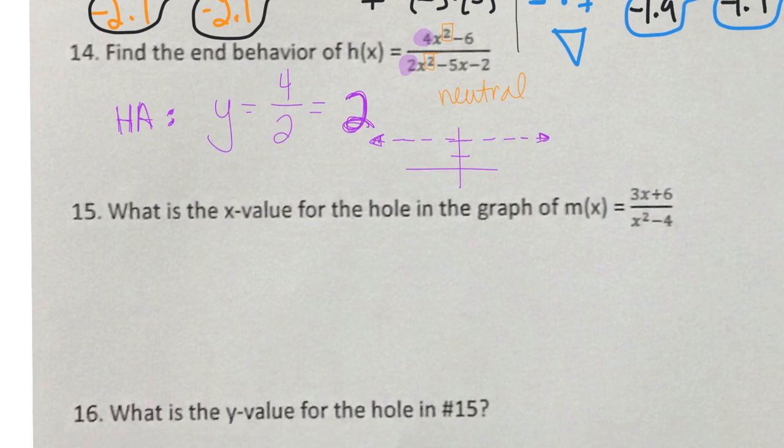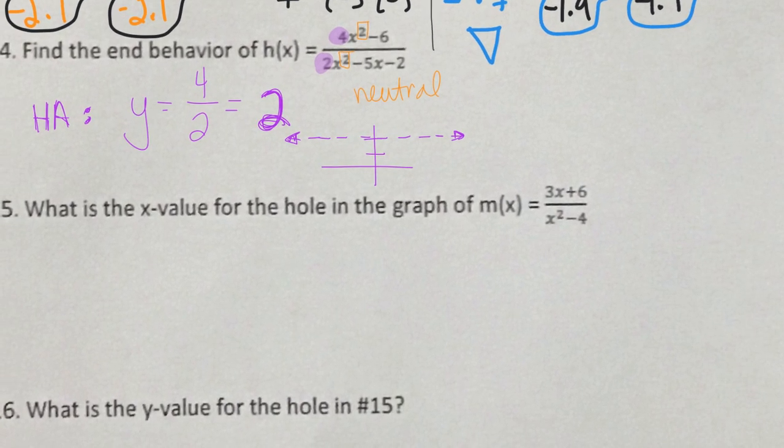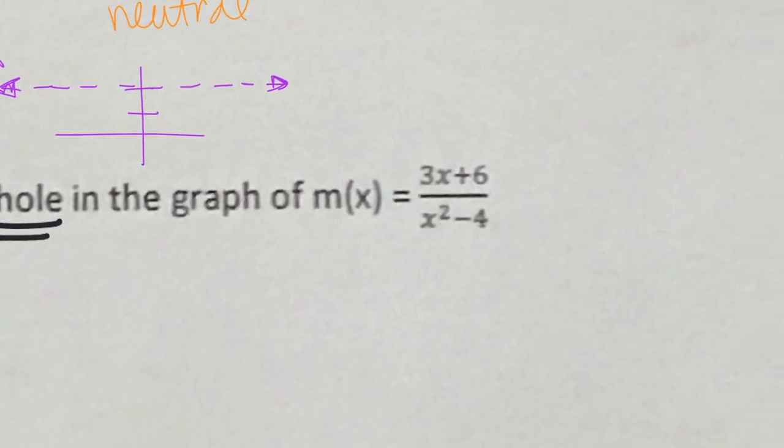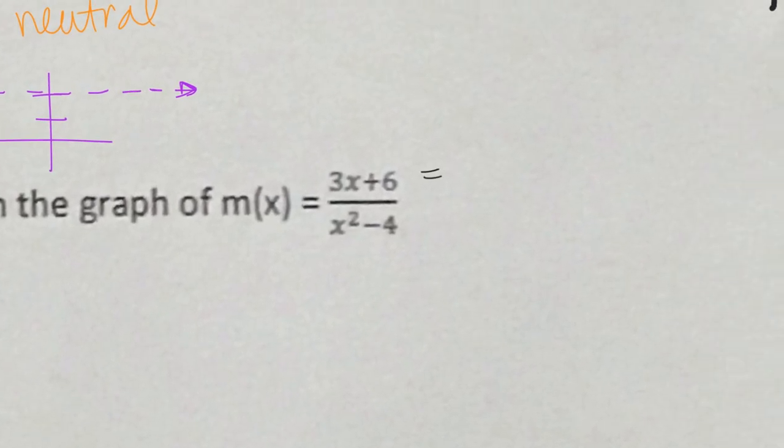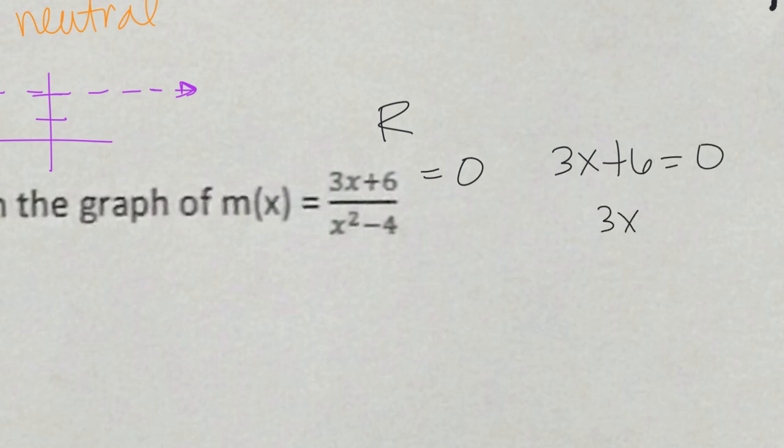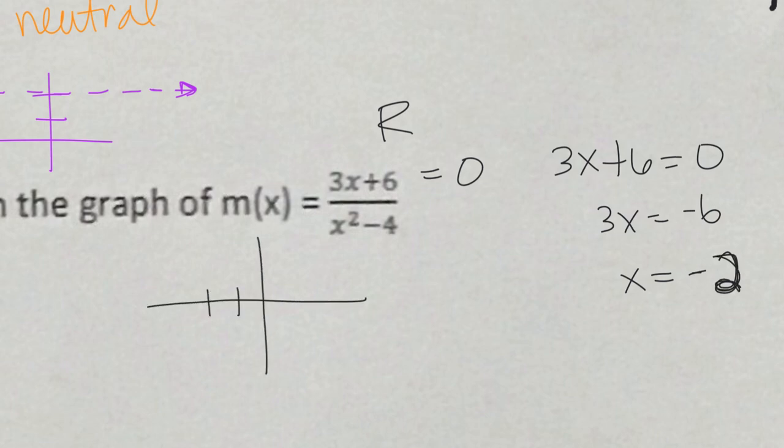Okay, 15, what is the x value for the hole in the graph of this function? So they're telling us that there's a hole, but where is the hole going to be? Well, let's find it. Let's solve the numerator to figure out where your root is. 3x plus 6 equals 0. 3x equals -6, so x equals -2. That's where the only root of your graph is going to be, x equals -2.